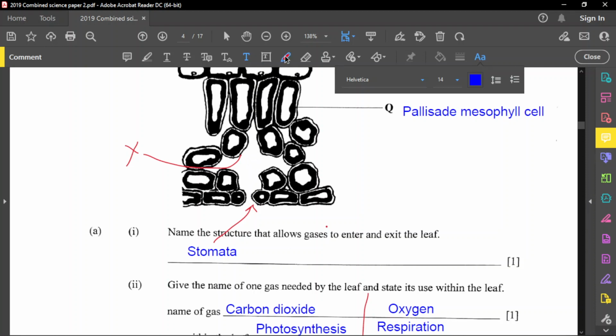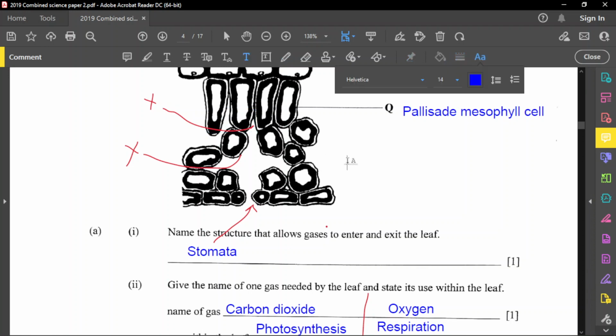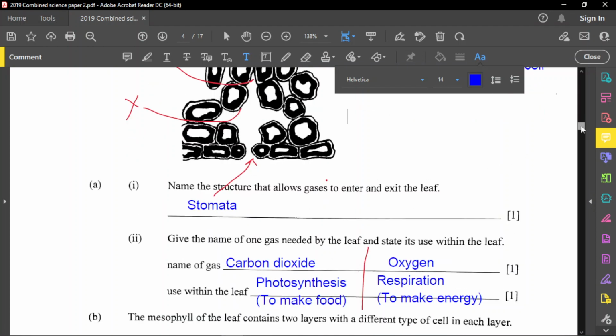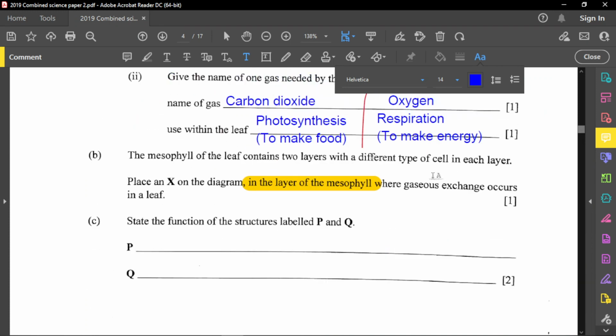Also, here as well, you could even label here, because in the palisade cells you will also have gaseous exchange taking place. So anywhere around any of these cells, your answer will be correct, because all those cells will take in carbon dioxide to photosynthesize and release oxygen. So gas exchange takes place within the mesophyll around those cells. And notice the key part is within the mesophyll.